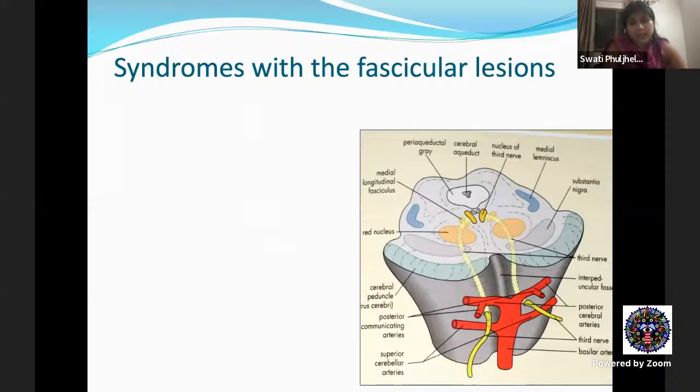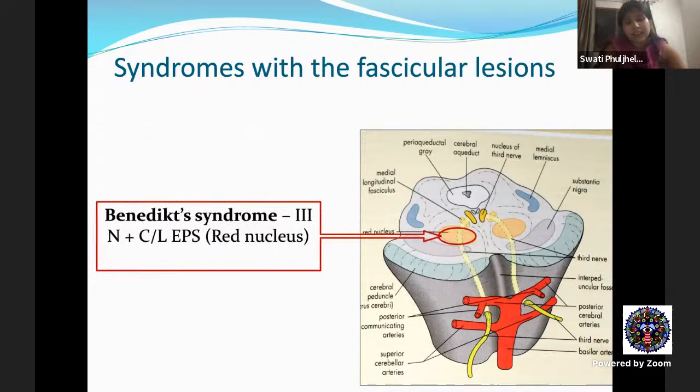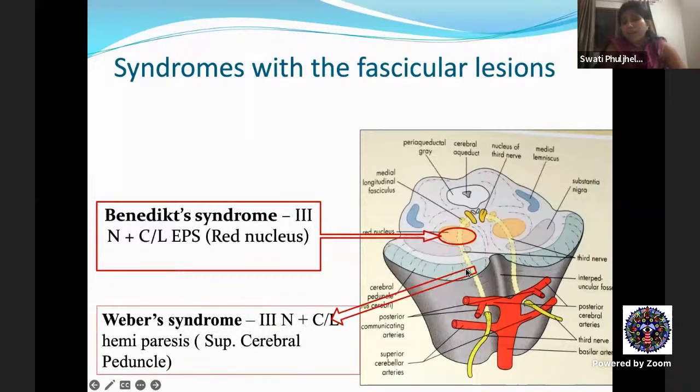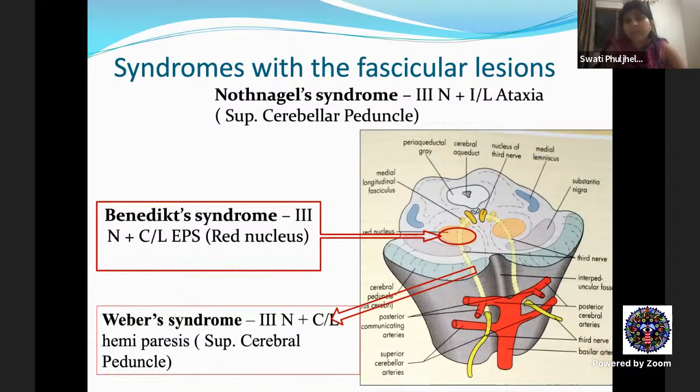Just to describe some of the very common syndromes which are seen with third nerve palsies: when there is involvement of the red nucleus, one can see contralateral extrapyramidal symptoms, also known as Benedikt syndrome. If there is involvement of the corticospinal tract along with the third nerve palsy, so the lesion will be somewhere here, what we get is Weber syndrome, classically third nerve palsy with contralateral hemiparesis. At this area, the third nerve may be related to the superior cerebellar peduncle as well, and when we get ipsilateral ataxia along with third nerve palsy, it is also known as Nothnagel syndrome.